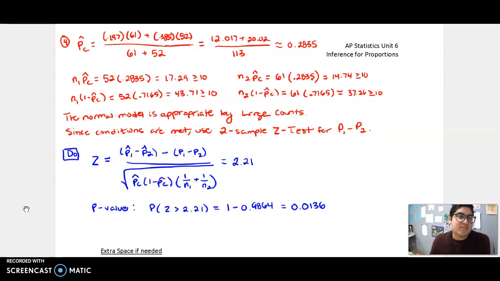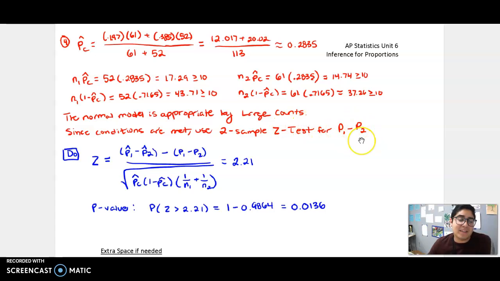Now when I check my large counts, notice that I'm checking n1 times p hat c, n1 times the complement, n2 and the complement. The reason being, since I'm assuming that the two proportions are equal, I'm going to treat it as the same success and failure rate, but I'm checking the difference in the sample sizes. So I would check here in my successes theoretically for the 2017 group would be 17.29, 43.71. And then I check for the 2014 group, about 14 and 37. All of which are greater than or equal to 10. So the normal model is appropriate by large counts. And since my conditions are met, I'm going to use a 2-sample z-test for the difference in population proportions.